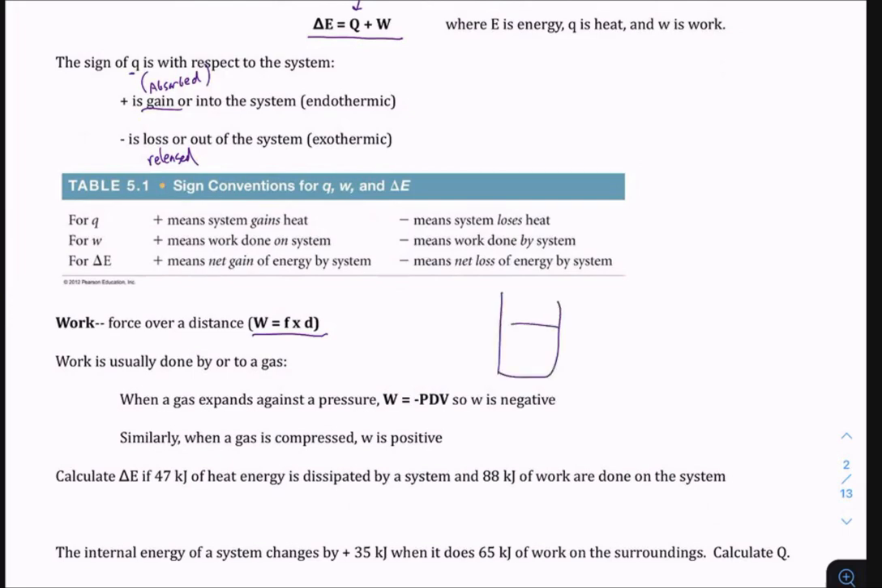Let's say that I have a chamber, a piston chamber, right? And there's a gas in here. As you know with gases, the gas particles are constantly moving and bouncing off the walls. We actually have a unit on gases that we're going to talk about later, but you should remember enough of this from sophomore year for this to make sense.